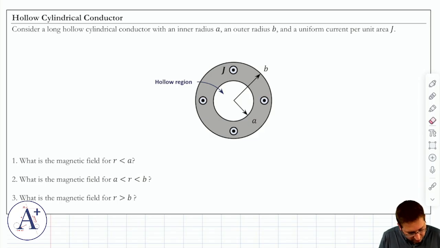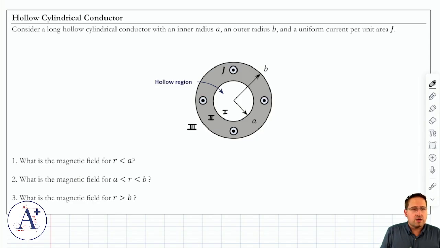But here I do have a long hollow cylindrical conductor that's, okay, it's long, so presumably long enough for infinite. We know the radii and we know the current per area J. And we want to find the magnetic field in the three different regions. This is also reminiscent of Gauss's law, where the three different regions are region 1, region 2, and region 3.